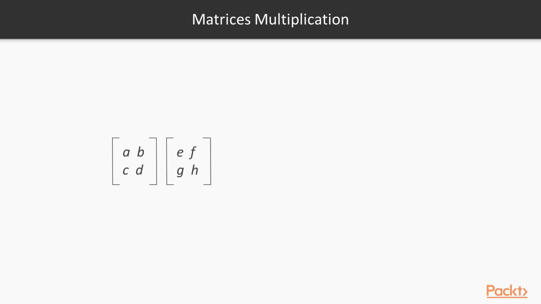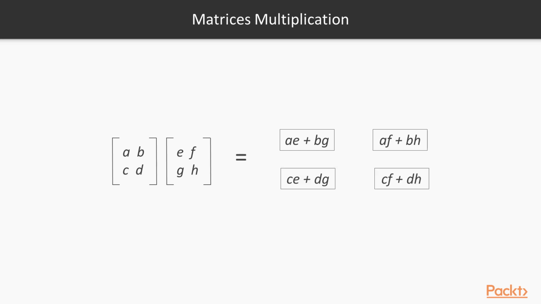Now when we're multiplying it, it's not a simple multiplication. It's a matrix multiplication. The first element of the output will be AE plus BG. The second will be AF plus BH. Then the second row, first column, CE plus DG. Last one, CF plus DH. This is the way of matrix multiplication.